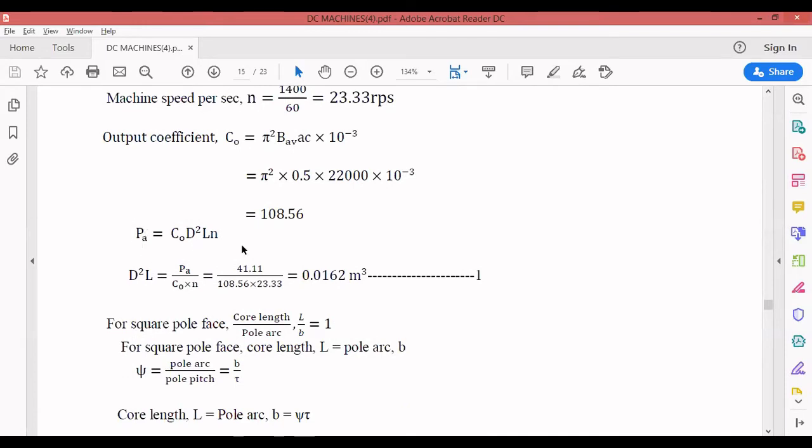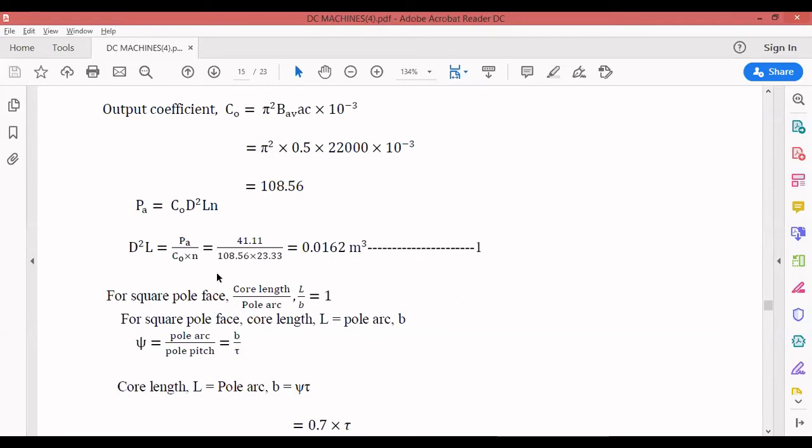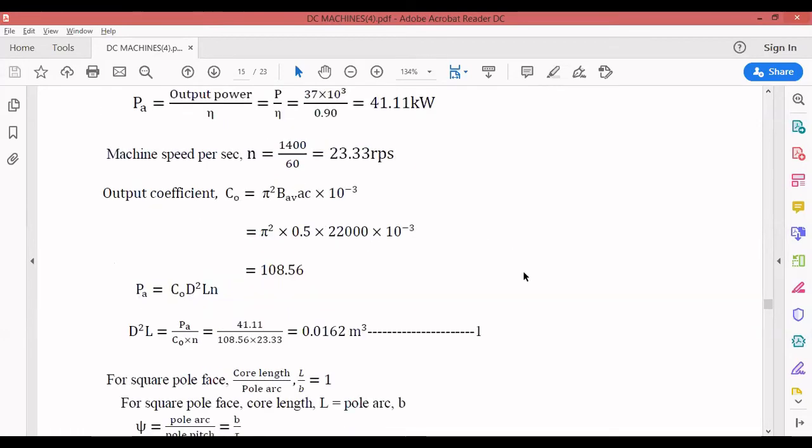C naught D square L n. Calculate D square L. Substitute the values, and what do you get here? 0.0162 meter cube. Okay, this is regarding question 1.